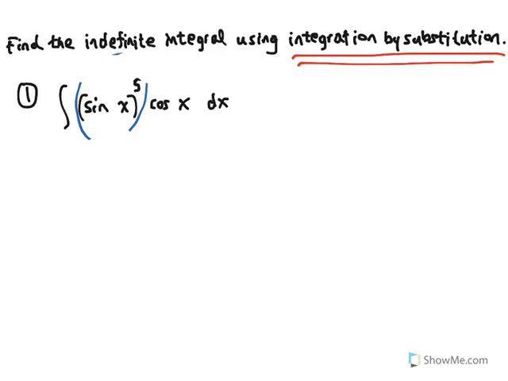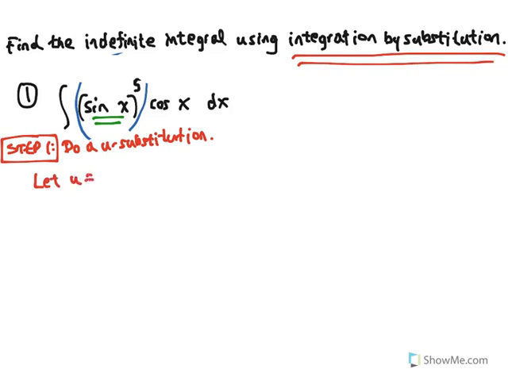So let me demonstrate how this is done. So you look at the composite function sine of x raised to the 5th power, and the inside function is sine, the outside function is raising to the 5th power. So you're going to do what we call a u-substitution. You will let u be equal to the inside function sine x.